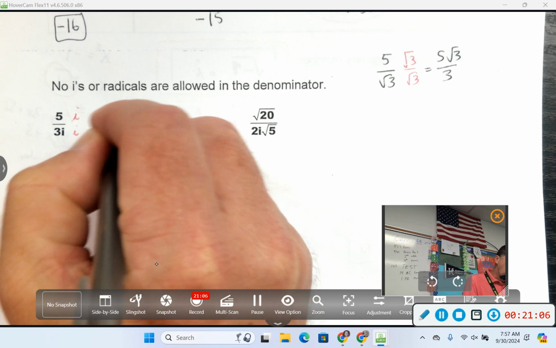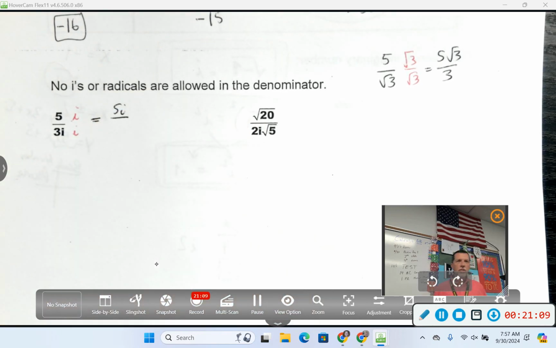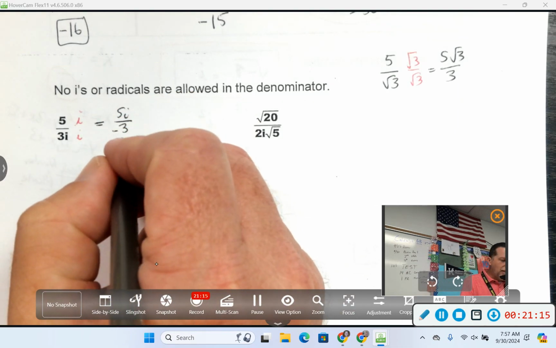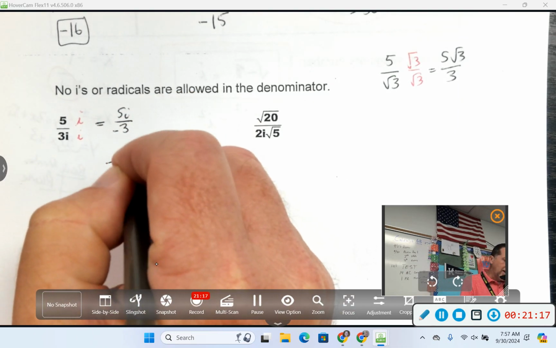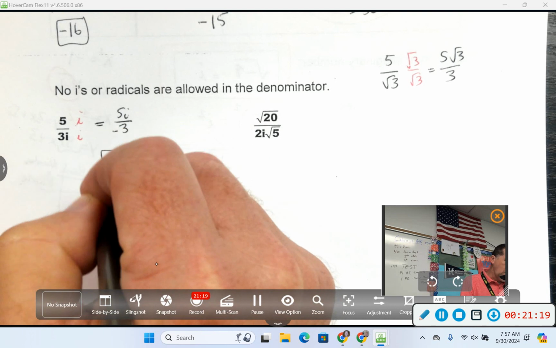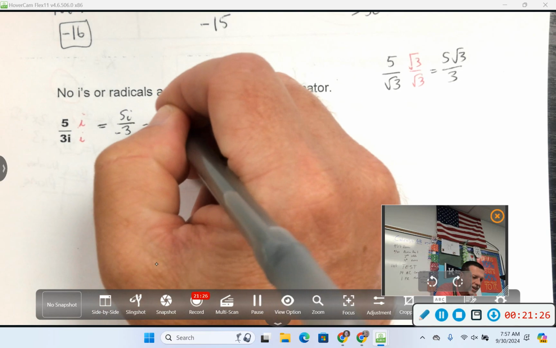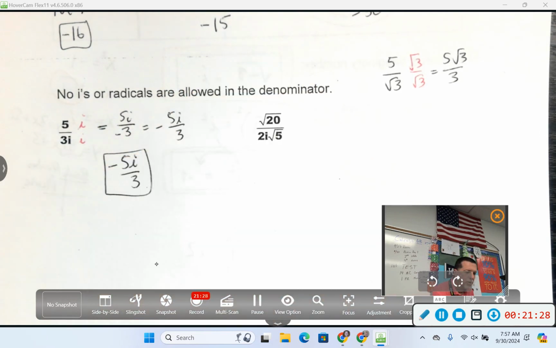So 5i over 3i squared, but that would be negative 3. And that's fine as an answer, but usually we like the negative out front or in the top. You can move the negative wherever you like. You can put it in front, you can put it in the top, you can put it in the bottom.